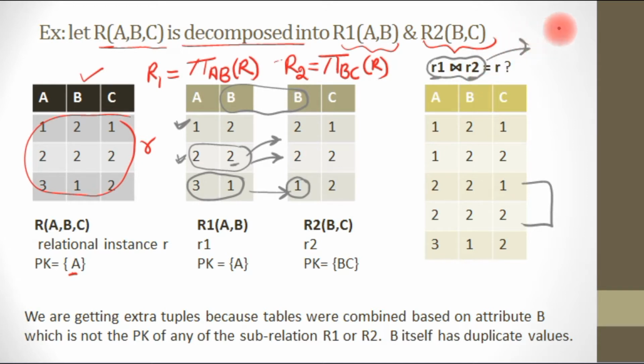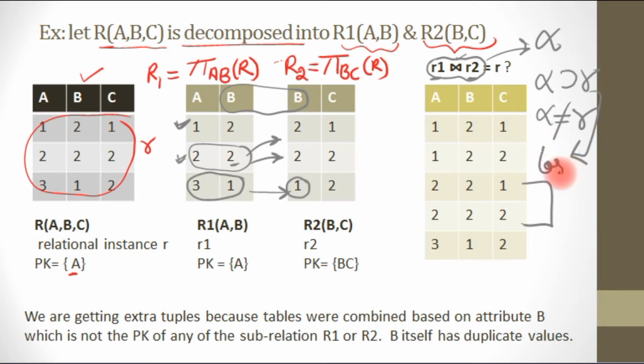Let's suppose it is relation alpha. I have already discussed all these join operations in previous lectures, so from there you can get all the details of this operation. Here we observe that alpha is a superset of R, because we are getting extra tuples. That's why we cannot say that alpha is equal to R. Hence the decomposition is lossy decomposition.